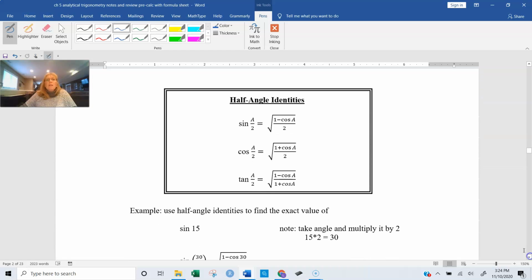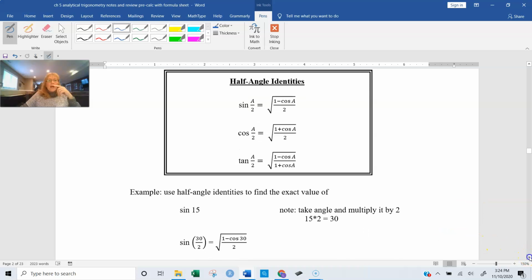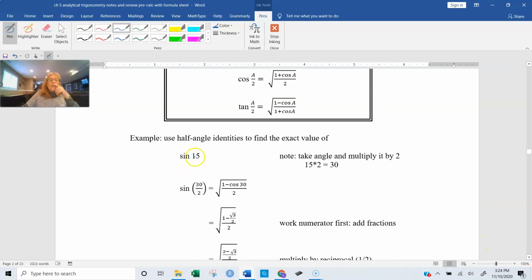All right, last but not least are half angle identities. Again, you get these on your sheet, you just got to know how to use them. So I want to find the sine of 15. That means something divided by 2 has to equal 15. Well, 2 times 15 is 30. So I'm going to put 30 in here because this equals 15. So the angle I'm using is 30. We're using the one on the top, the sine. So go square root of 1 minus the cosine of 30 over 2.